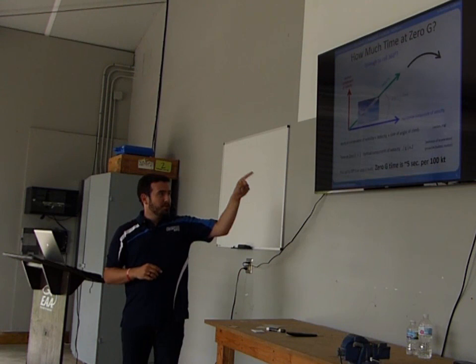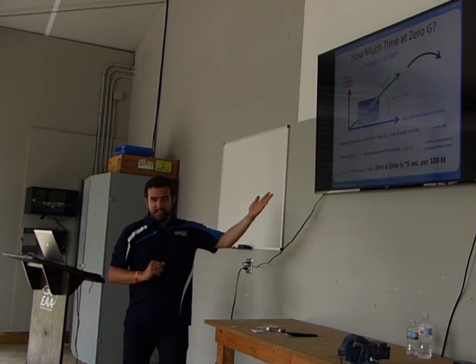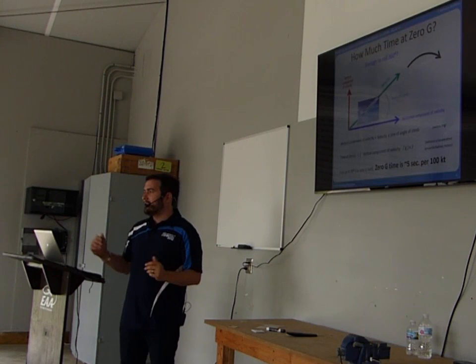If you plug in 200 knots and 30 degrees, you get 10 seconds. If you plug in 500 knots, like a jetliner, you get 25 seconds, which is about what the Vomit Comet gets. So that's how much zero-g time you have.